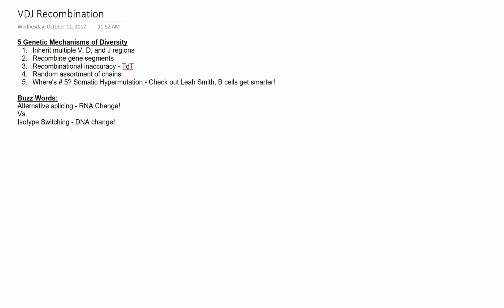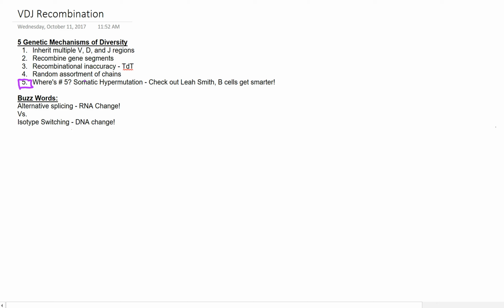And we're actually going to do this using the mechanisms of diversity, because really that's the whole point of VDJ, is creating diverse antigen receptors. So we have 5 genetic mechanisms of diversity. You will be covering somatic hypermutation beginning in Leah Smith, and maybe a little bit in Katie Diaz. But in the initial cases of Robert May and Jenna Wilson, you only knew about the 4. So that's inheritance, recombination, recombinational inaccuracy, and random assortment.